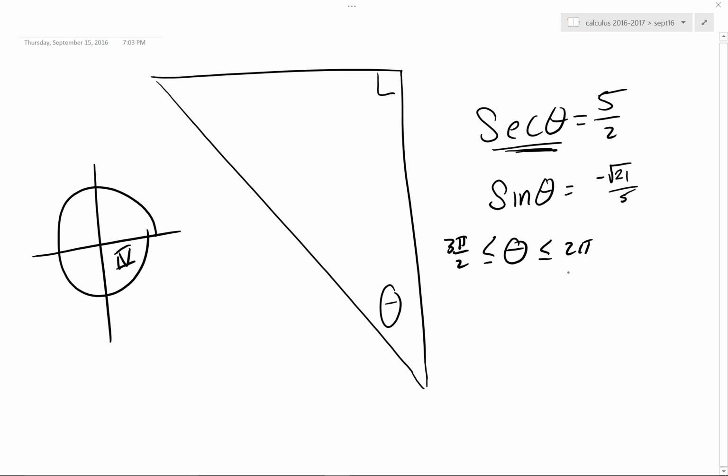Okay? That's great. Let's figure out the rest of the trig ratios while we're here. So 5, 2, square root of 21, right? For instance, you could find the tangent. Tangent is square root of 21 over 2, and so on. Positive or negative? Negative, of course, because down here, cosine and secant are positive, right? Everybody else is negative.